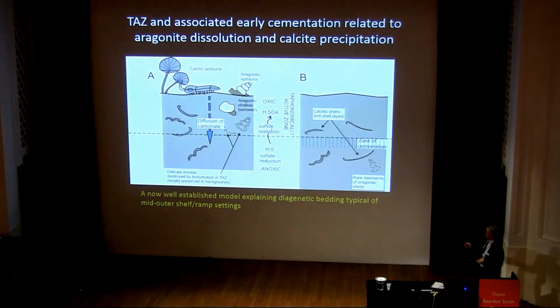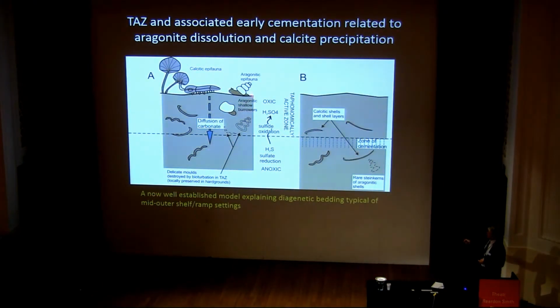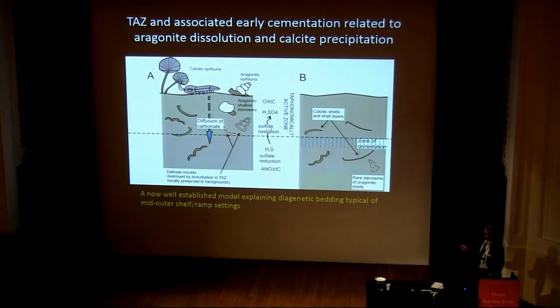So what we've got is a fairly standard model now that we can have a mixed biota, epifaunal or infaunal, aragonitic, calcitic, but due to this undersaturation in the taphonomically active zone, we see the dissolution preferentially of aragonite, which is more soluble. So we end up then with only calcitic fossils being preserved, predominantly. And at the same time, we're aware of early cementation taking place below the taphonomically active zone, below the zone of oxidation, taking place at or close to the zone of sulfate reduction, where alkalinity is higher.